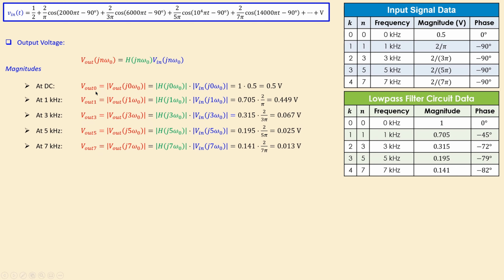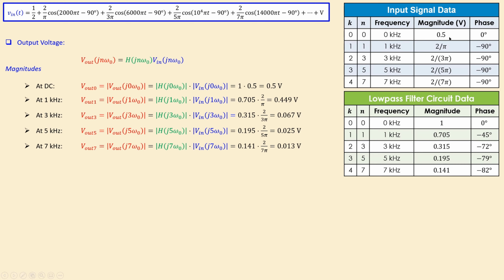So this is actually shown here. This is for the 1 kilohertz, the first harmonic, the fundamental. In a similar form, I take 2 over pi times 0.705. That's shown here. So this is the gain of your low-pass filter at that frequency times the amplitude of your input signal. That will be this result, 0.449 volts. In a similar form, for 3 kilohertz, 5 kilohertz, and 7 kilohertz, you will have this expression.